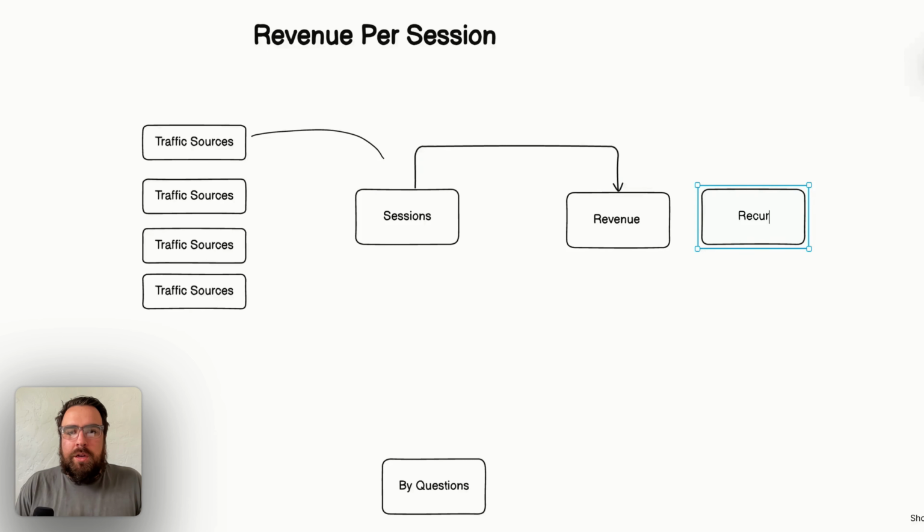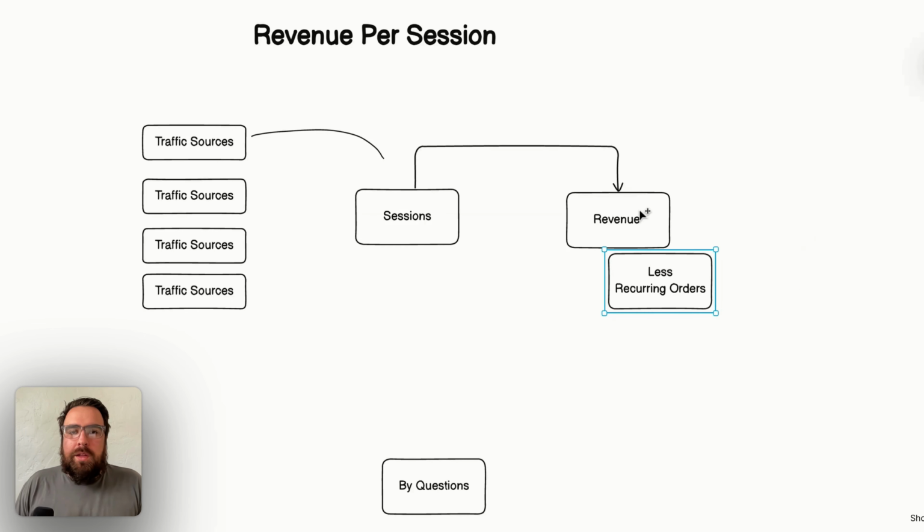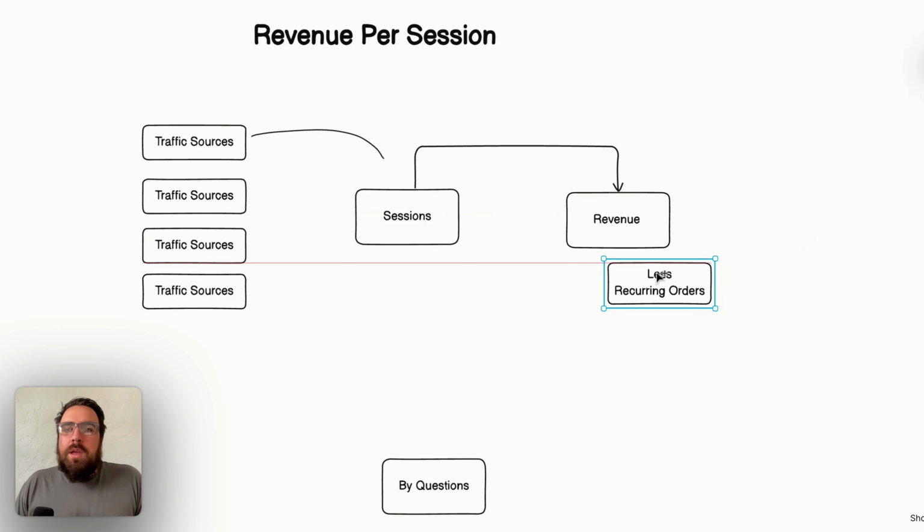So we want to say revenue less recurring orders. That is really important because we want to get rid of recurring orders from our revenue because that is not from your site, right? You don't have to incur a session to drive that revenue.